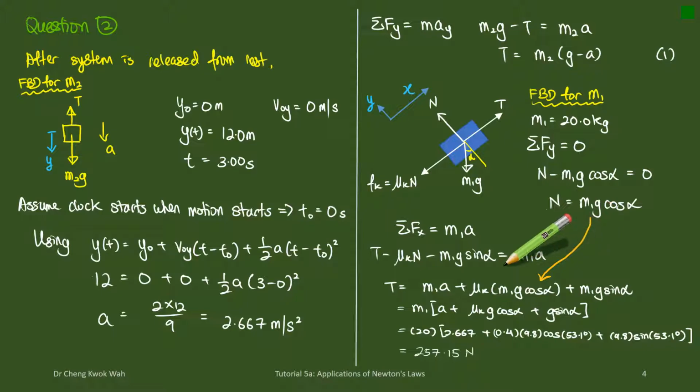Now, this a here is the same as the a calculated previously, because the positive x direction for mass 1 is in the same direction as the positive y direction for mass m2. So they are equal. So now we proceed to solve for our tension T, and we obtain 257.15 newtons.